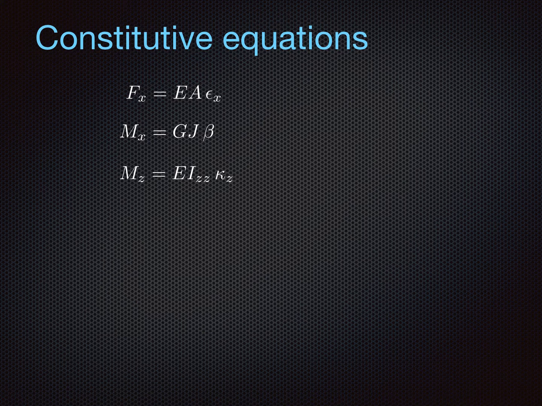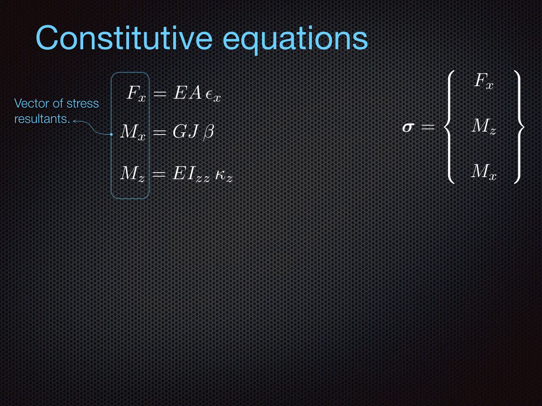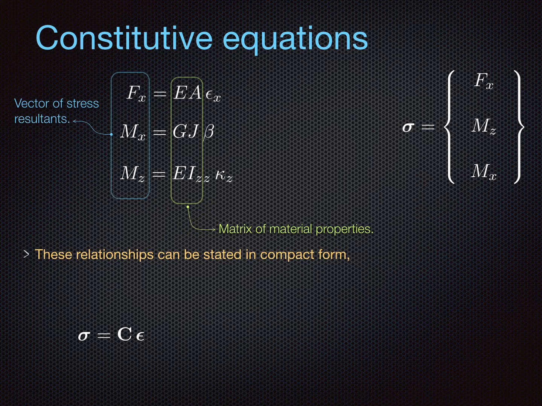So what I can do now is to combine these relationships and compactly represent them in a matrix vector format. For that, first I'll define a vector of stress resultants and call that sigma, which contains the axial internal force, the bending moment, and the torque. And then write the expression where sigma is equal to C times epsilon, where C is a 3x3 matrix made up of the material properties, and epsilon is the vector of strain resultants.